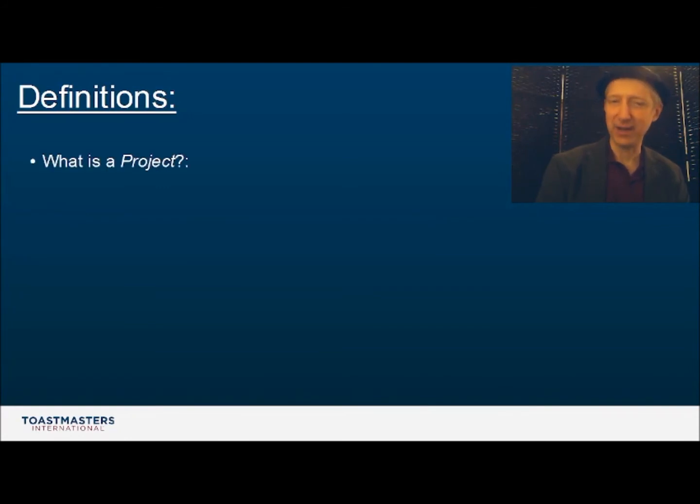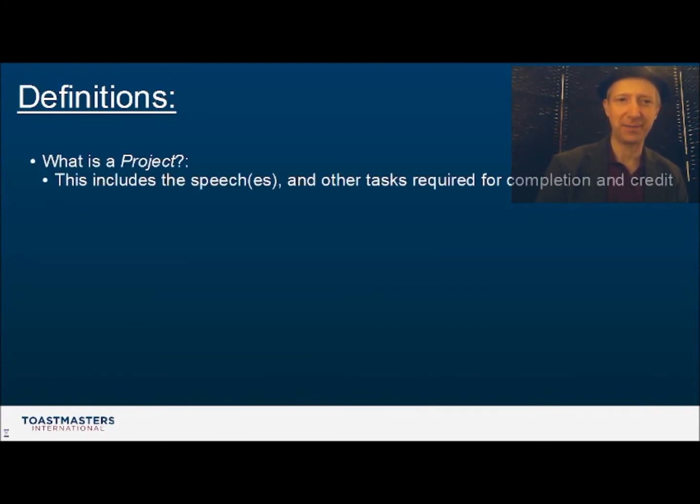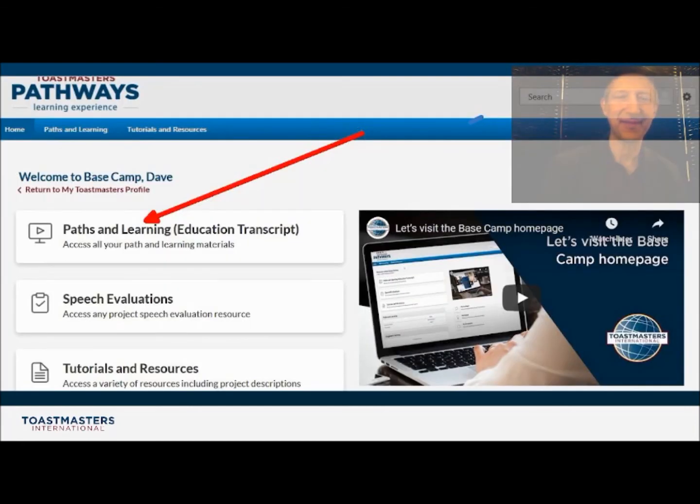The next and final definition, what is a project? As indicated earlier, this includes the speech or speeches and other tasks required for completion and credit. Good news is you already know how to get there. So you're just at your home page in your Basecamp that you just logged into. And to get to your first project, you click on Paths and Learning. You are looking for the education aspect. That's where your projects are housed. So again, you click on Paths and Learning.